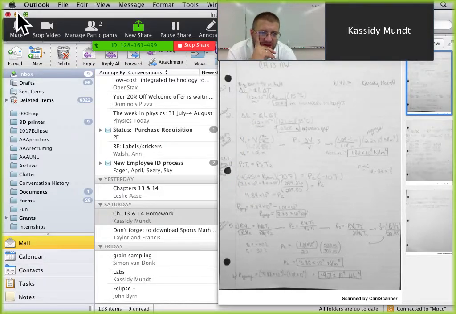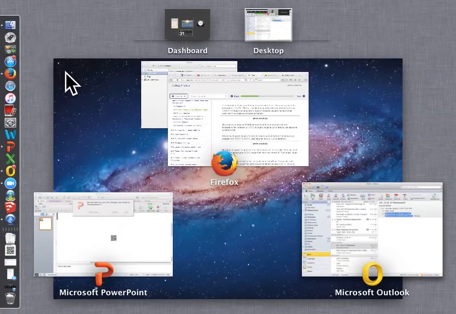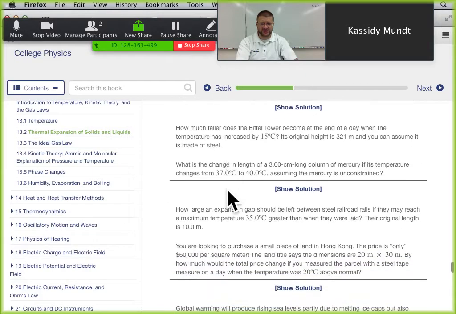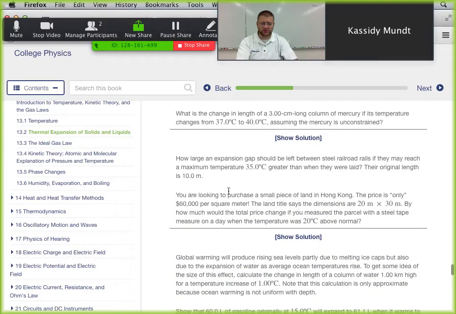Then the second one we did is the expansion gap problem, right? The expansion gap on a steel railroad rail. Except instead of being 10 meters long, how long did we make them? 120 meters. We made them 120 meters long.